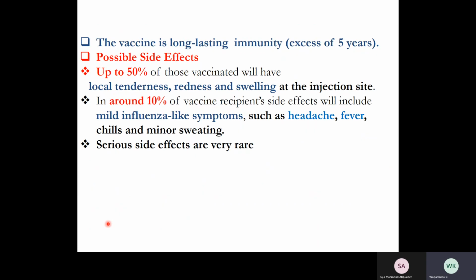The vaccine gives long-lasting immunity. We said it exceeds 5 years. There are possible side effects as with any other vaccine, it doesn't matter. Up to 50% of those vaccinated will have local redness, tenderness, swelling, and so on, and it will disappear. Around 10% of the vaccinated will have side effects including mild influenza-like symptoms, like those of corona, such as headache, fever, chills, and so on. Serious side effects are very, very rare.